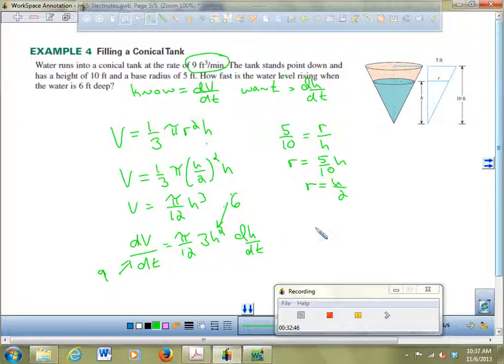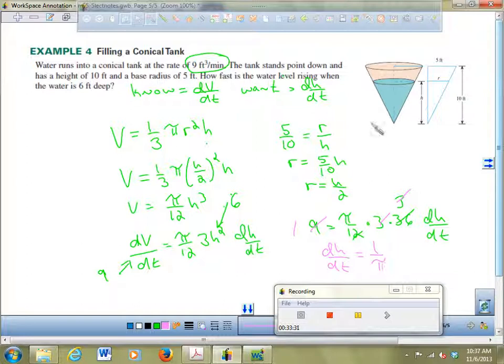So I get 9 equals, this comes out nice and neat, pi over 12 times 3 times 36 times dH/dt. And this 12 goes away and turns into a 3. And 3 times 3 is 9. So that goes away as well, and this turns into a 1, right? I did some algebra. You can take lots of steps to do it. But you get that dH/dt is equal to 1 divided by pi.